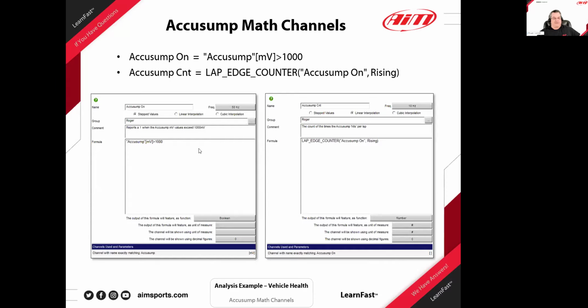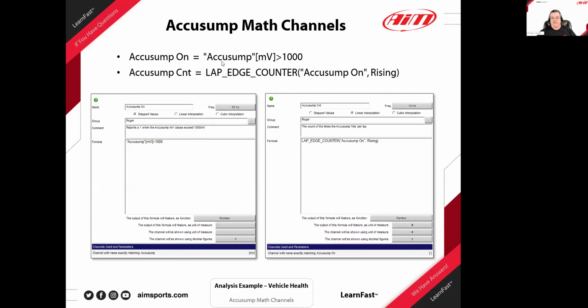But first, I needed to turn the AccuSump on channel. I needed to create that from the raw data of the AccuSump. The way I did that is I just called it AccuSump on right here, and it reports as a 1 when the AccuSump millivolt exceeds 1,000 millivolts in this case. I wanted it to trigger as early as possible, right? 10,000 would be the 10 volts. So I'm telling it, if it gets above 1 volt, please turn the AccuSump on channel on.